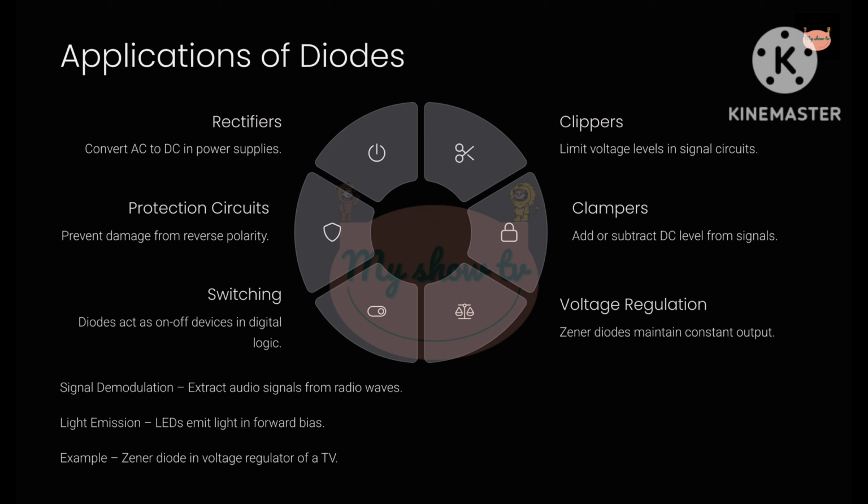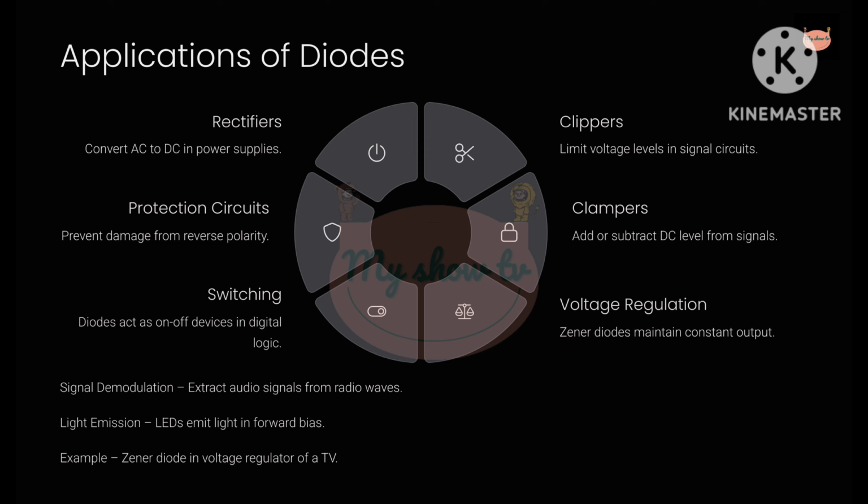3. Clampers shift the voltage level of signals without changing shape. 4. Voltage regulation: Zener diodes are used to maintain constant voltage levels. 5. Switching circuits: diodes act as fast on-off switches in digital logic. 6. Protection devices prevent damage from incorrect polarity or voltage surges.